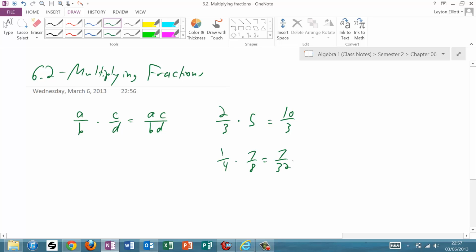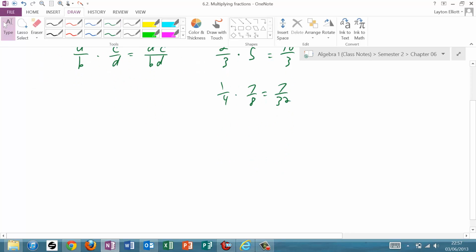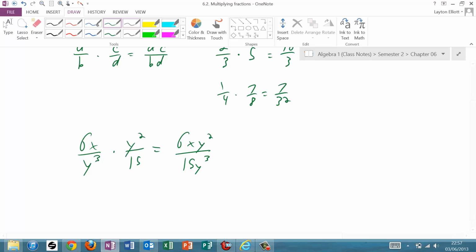This should go back to times that you've learned stuff like this before. Let's do some more basic ones. If I have 6x over y cubed, and I multiply that by y squared over 15, now I have some things that I can cancel. I can either cancel before I multiply, or I can write this all out as 6y squared over 15y cubed. And then cancel, aka divide.